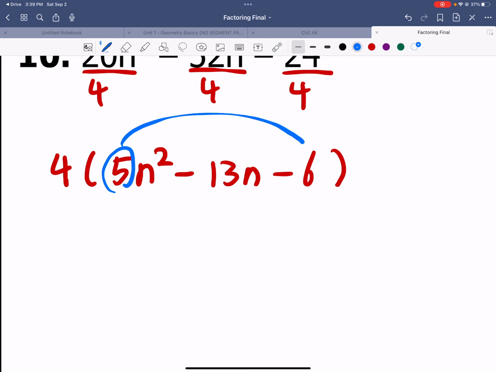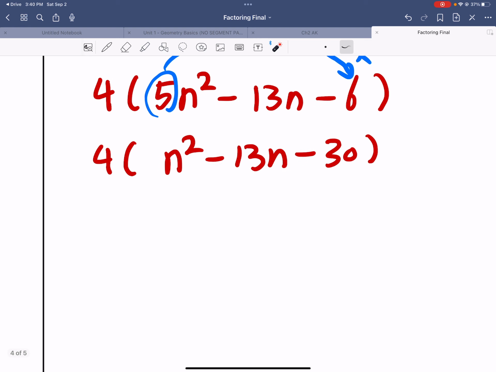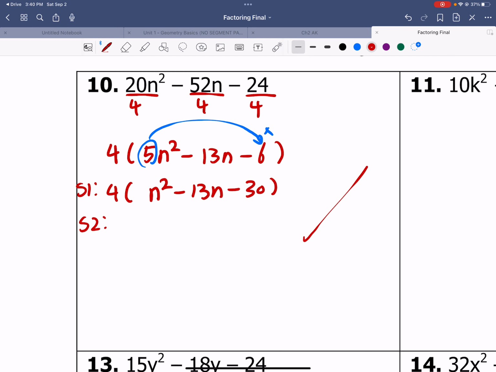So let's move. If you have something in GCF inside a parenthesis, that means you might want to do GCF again. So let's multiply. So 4n squared minus 13n minus 30. Do you see this 4 keeps following us? So keep that in mind. Oh, by the way, that's step 1. So step 2, let's factor the numbers inside.